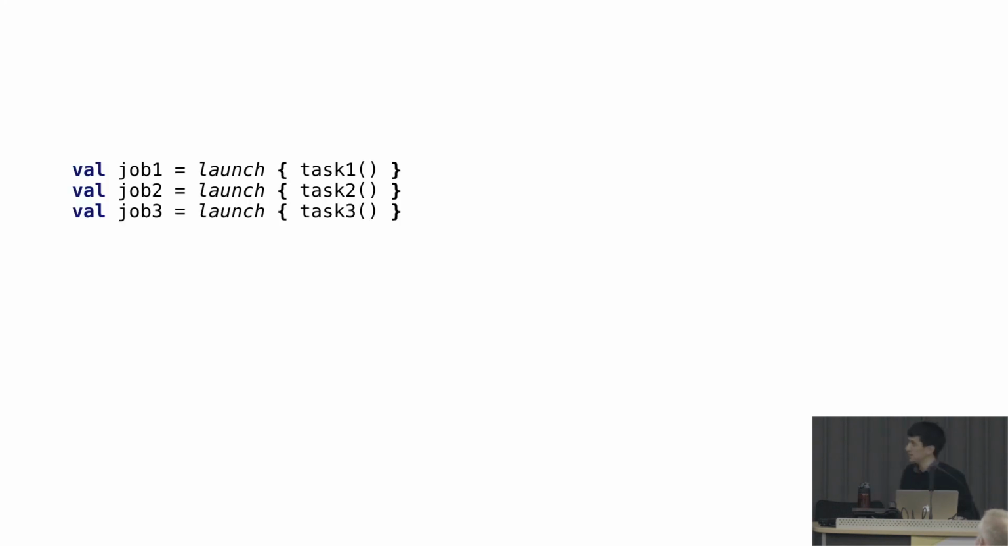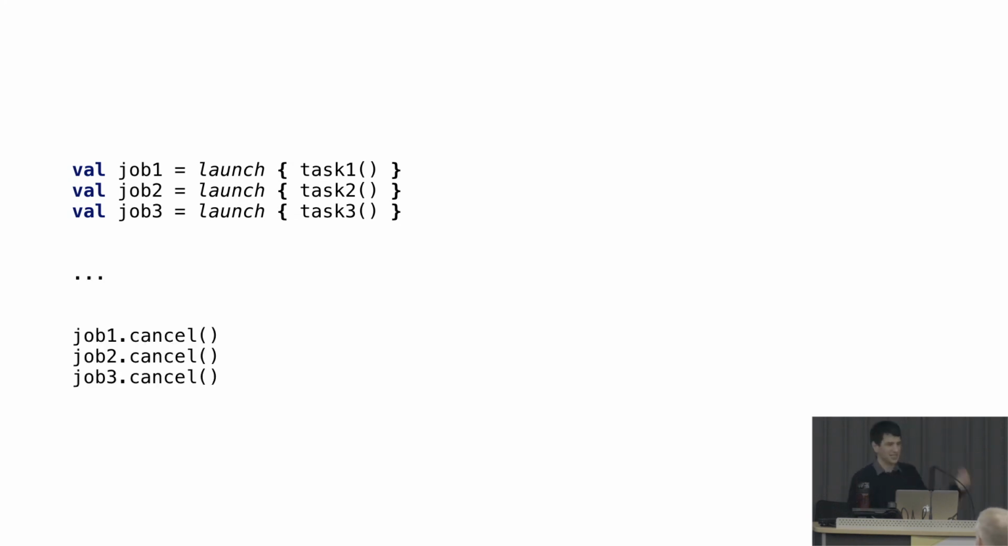Well, like I mentioned a bit ago, they return these jobs. So I can take job 1, 2, and 3. I store them somewhere in my class. And a bunch of stuff happens. And at some point later in the life cycle, I decide, oh, we're done. We're not displaying that screen on Android anymore. We've got to cancel all of them. This is a huge pain in the butt.